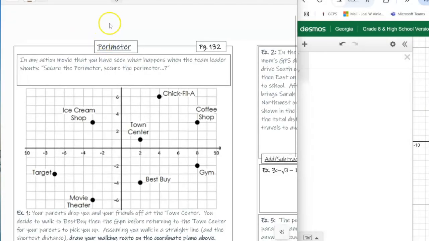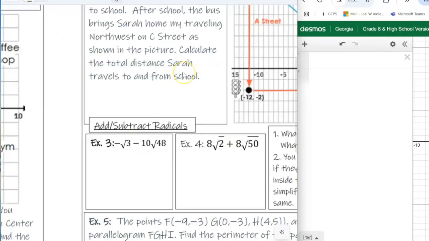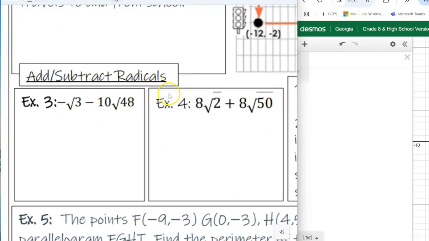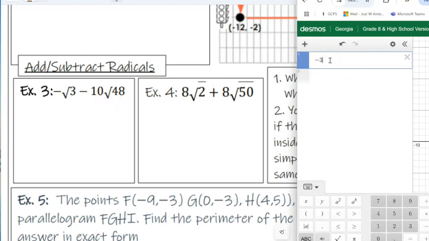Right, so we're going to take a closer look at perimeter. But before we do that, let us remember how to add and subtract radicals. In order to be successful in this unit, we do have to revisit our radical unit. So let's revisit how to add and subtract these radicals. I'm going to go ahead and rewrite the question into our calculator, because remember, as long as we keep our work matching, we know that we are correct.